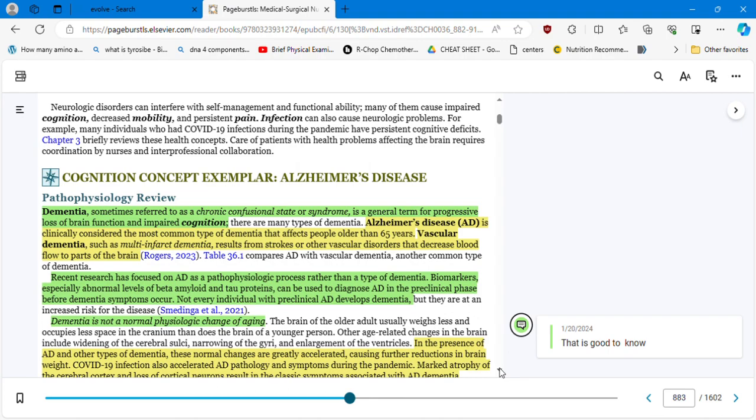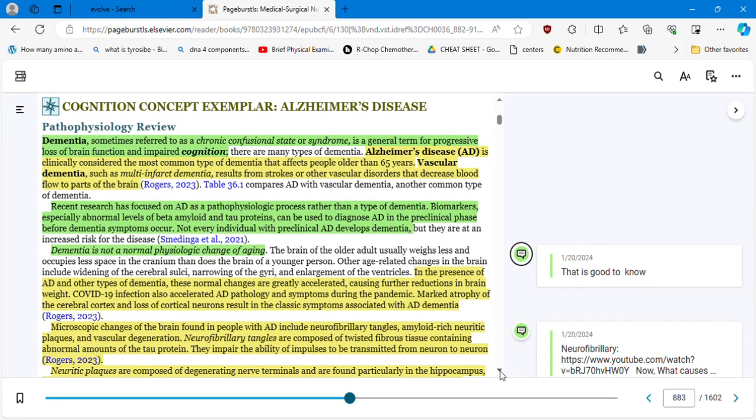So you have dementia, that's the big umbrella, and under dementia you have Alzheimer's disease and you have vascular dementia, which is a multi-infarct dementia and results from strokes or other vascular disorders that decrease blood flow to parts of the brain. So vascular dementia is related to circulatory issues.